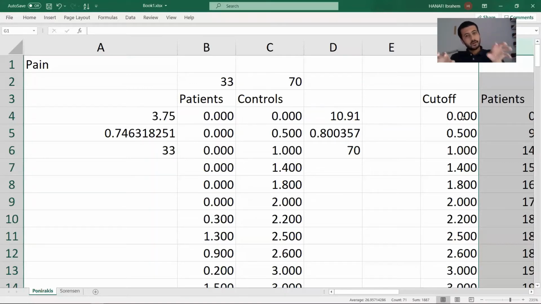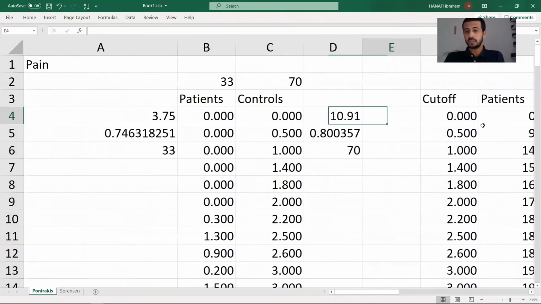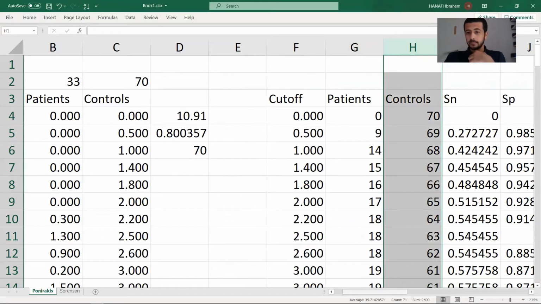Okay, so they are true because they are patients and they are lower than the cutoff, and they are positive, because they are patients and lower than the cutoff. So true positive. Yes. Okay, for the second column, I collected all the controls equal to the cutoff or higher. Are they true positive or true negative, or false positive or false negative? True negative. Exactly.